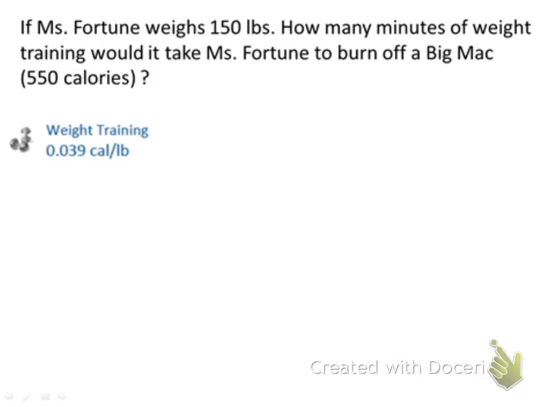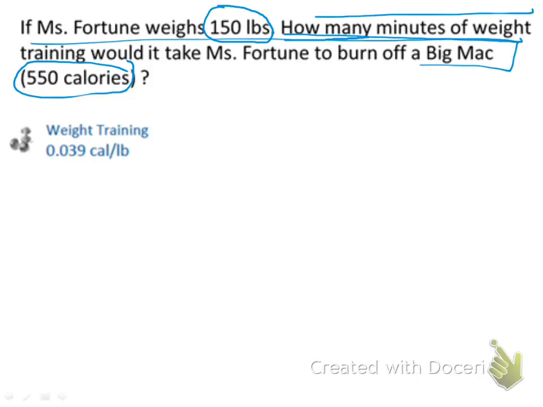Okay, the question says, if Miss Fortune weighs 150 pounds, how many minutes of weight training would it take Miss Fortune to burn off a Big Mac, which is 550 calories? Okay, we can start by cubing it. So I'm going to circle 150 pounds, 550 calories. And then underline important math words. And important math words would be how many. And that looks like it's it. So then we box the question. And we are ready to get started.